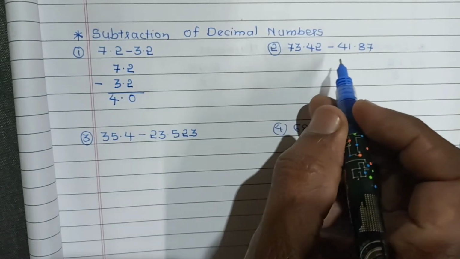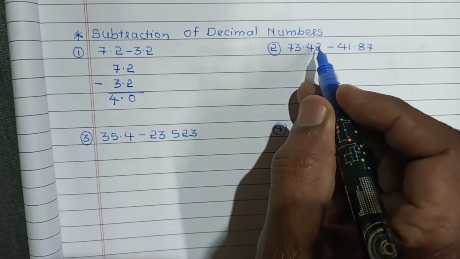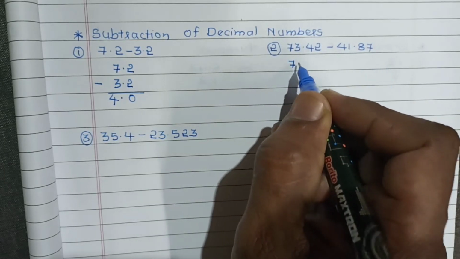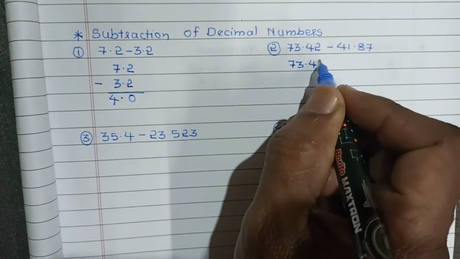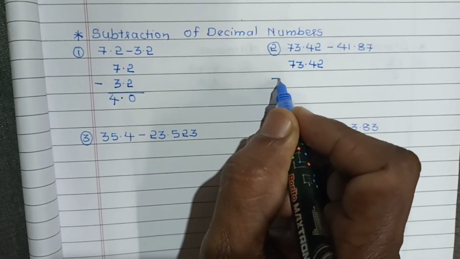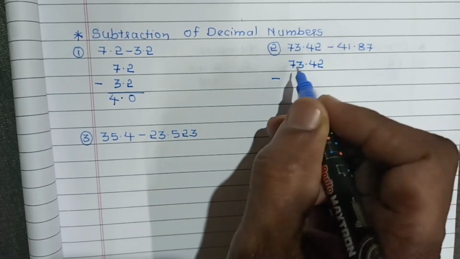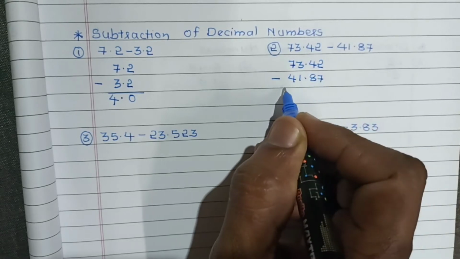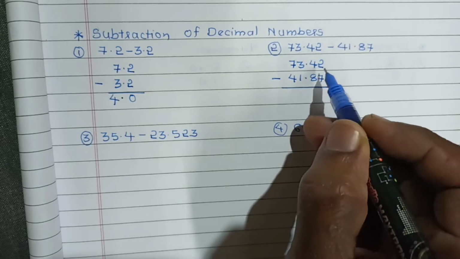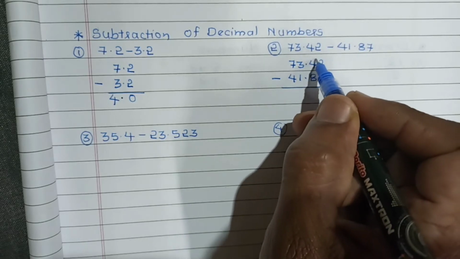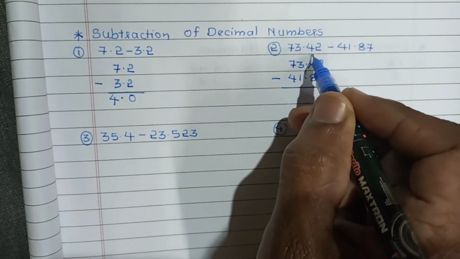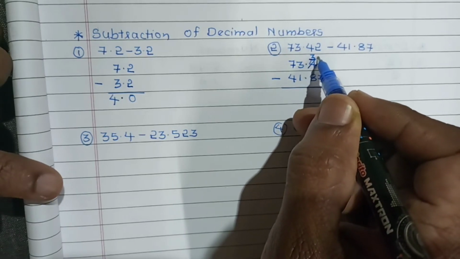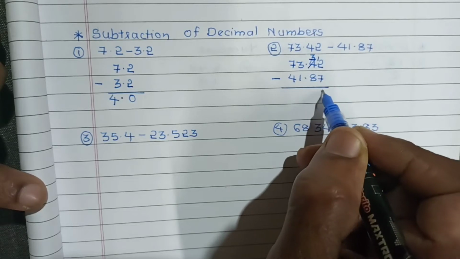Let me solve the second question now. Second is 73.42 minus 41.87. So first you have to write 73.42. Then minus sign you have to write. And this is 41.87. 2 minus 7, it is not possible. That's why you have to bring 1 from 4. So therefore here what remains 3 and here 12. So 12 minus 7 is 5.